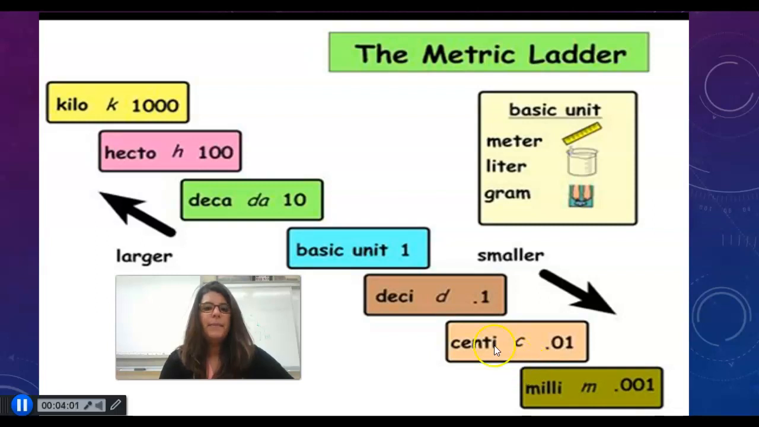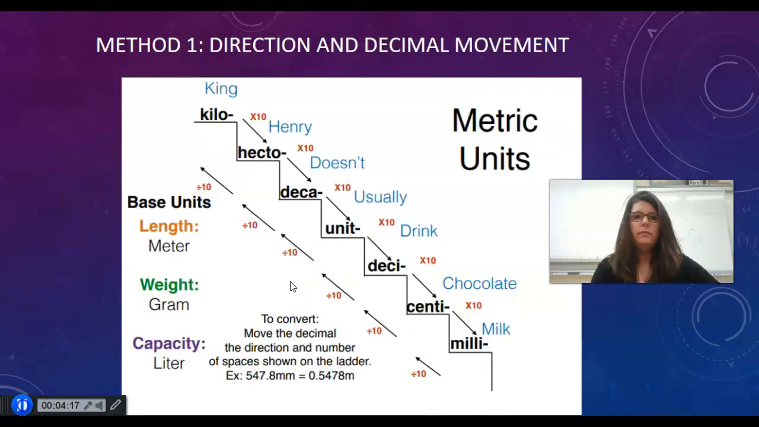Okay, so I'm going to show you 2 ways that you can do conversions. One is an easy visual way to do it, and one is a more mathematical way to do it. Use the one that you're most comfortable with to help you. So this is the visual way to transfer between the different units. Here's the ladder: kilo, hecto, deca, here's your base unit, deci, centi, milli, just like on the last slide.